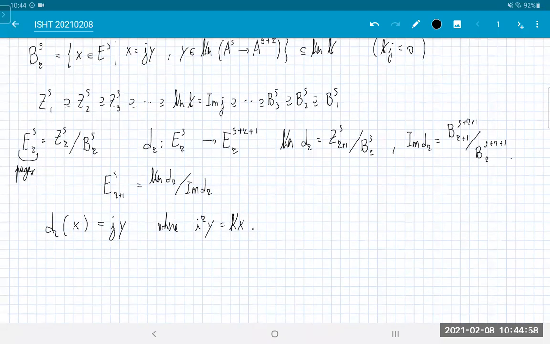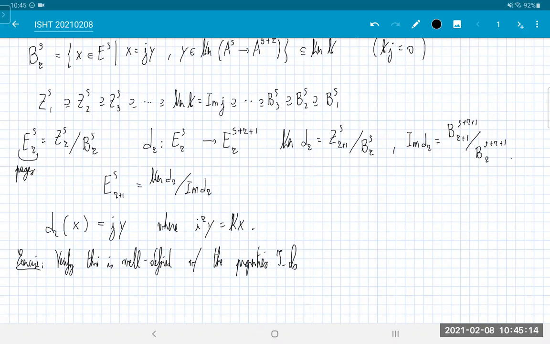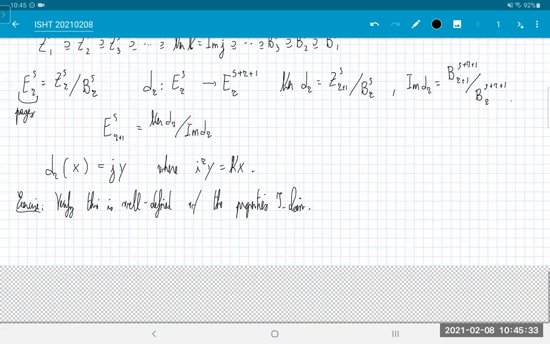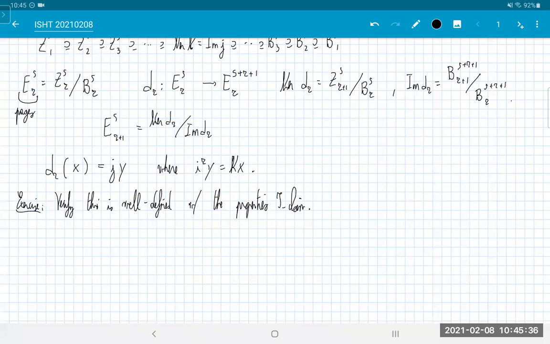So exercise: verify this is well-defined with the properties I have. I don't think we have time to slowly work through diagram chasing here to prove these properties, but it is not hard. It's probably easier to understand if you do it on your own, honestly, than me writing down everything. And so at this point I define first Z^S_infinity, which is just the intersection of these Z^S_R.